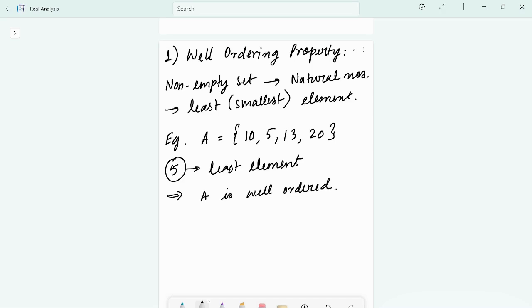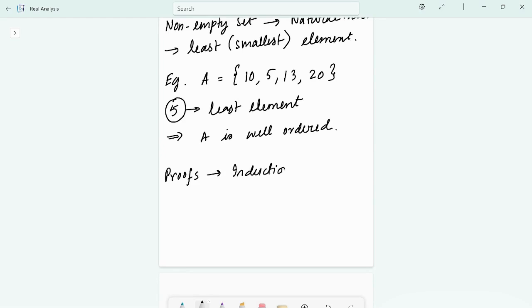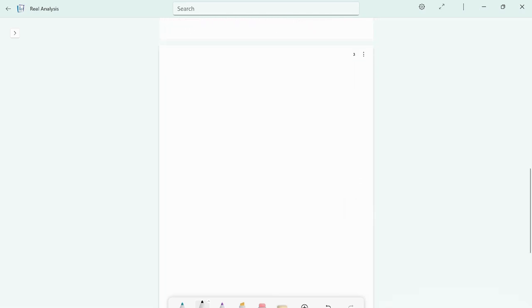Why does this concept matter? It helps us build proofs, right? Especially by induction, when we prove something, and defining things like minimum values of a set. I'll provide all the notes in my blog. Please check that out. Now coming to our next concept of today's class, which is the principle of mathematical induction.